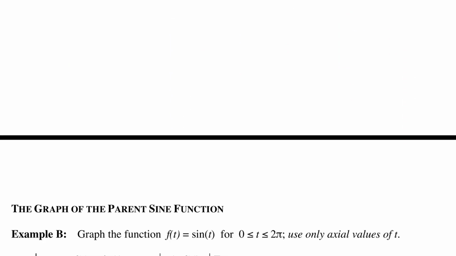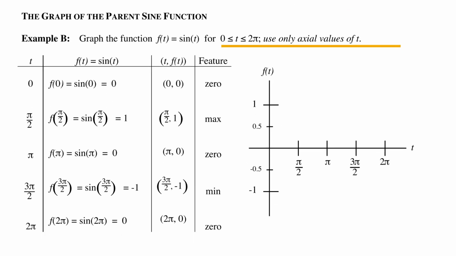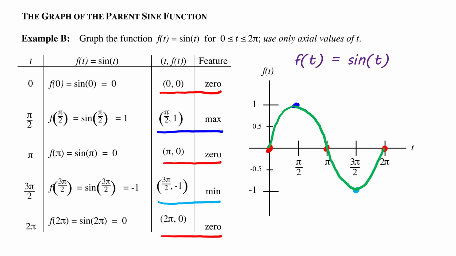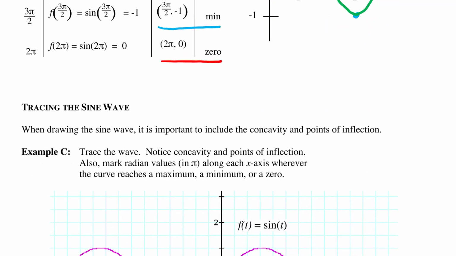Now let's take a look at graphing the sine function, called the parent sine function, f of t equals sine of t. You'll notice that it starts at a 0, at the origin, 0, 0. And we're only using our unit circle axial values along the t-axis, and that's what generates our max and mins and zeros. And here I am carefully drawing in each segment so I can make sure I have good concavity. And I also put something a little bit on the right and a little bit on the left to indicate that the graph could go on in either direction.